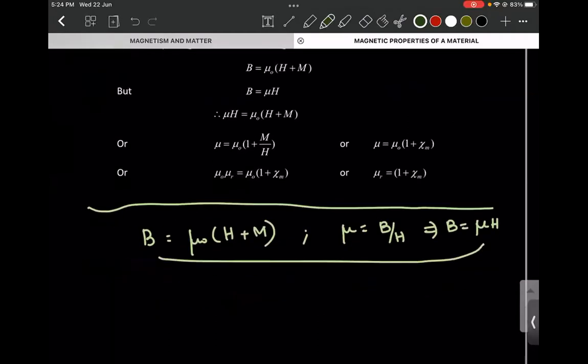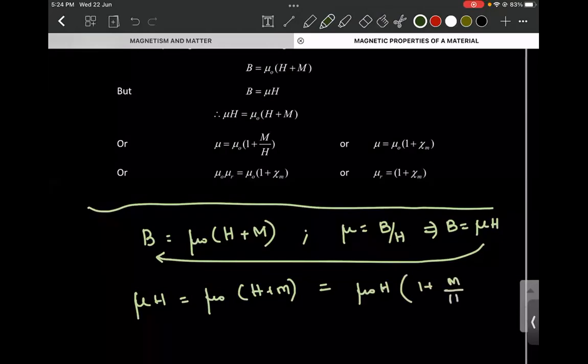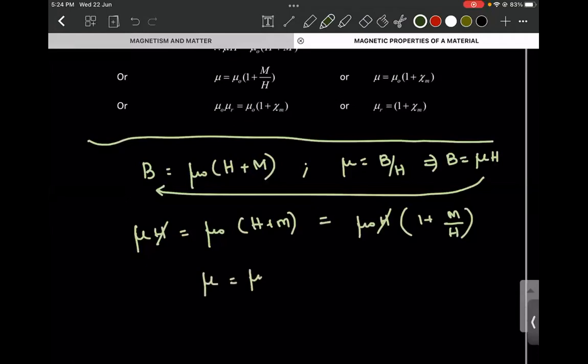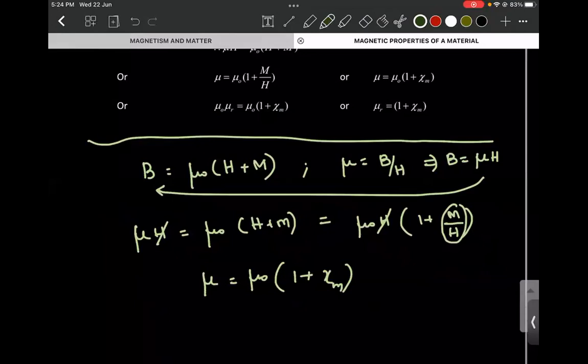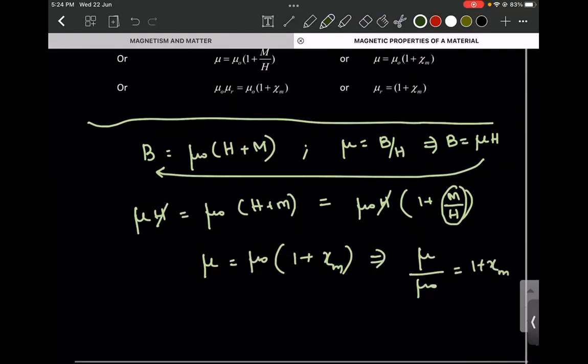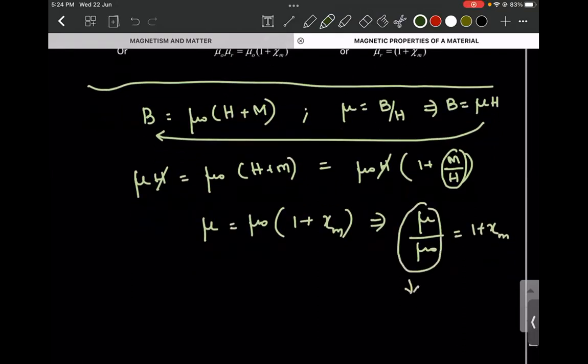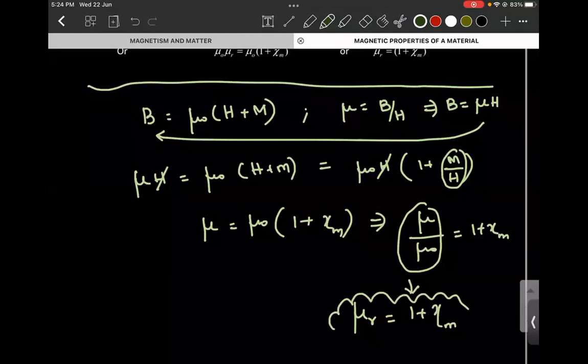If I substitute this value, mu H will be equal to mu naught into H plus M. If I take H outside, it becomes mu naught H into 1 plus M divided by H. This H and this H get cancelled. Then mu is equal to mu naught into 1 plus M divided by H, which is called chi m, the magnetic susceptibility. From here I can write mu divided by mu naught is equal to 1 plus chi m. This mu divided by mu naught is what is called mu r, which is 1 plus chi m. So this is the relation.